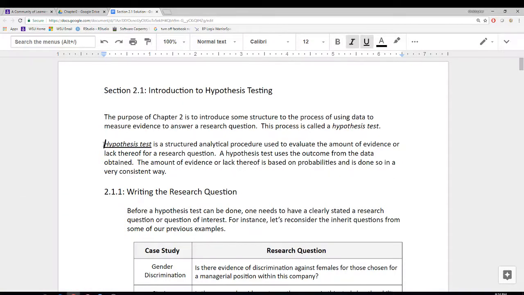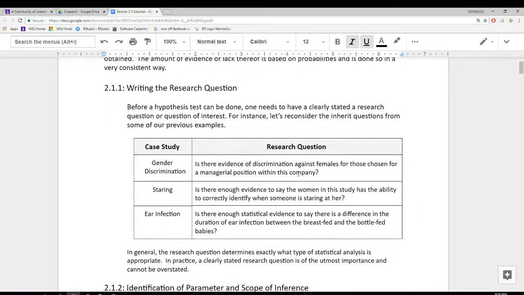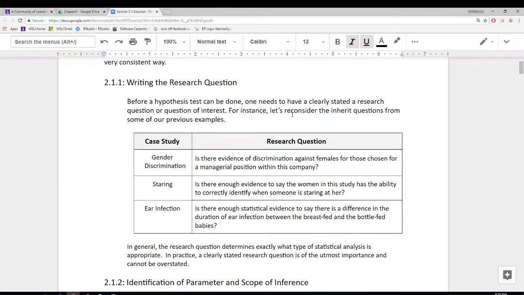A hypothesis test is a structured analytical procedure used to evaluate the amount of evidence or lack thereof for a research question. The amount of evidence or lack thereof is based on probabilities, and a hypothesis test is done in a very consistent and structured way to ensure that two different statisticians would arrive at the same conclusion. The first step in conducting a hypothesis test is the identification of the research question.